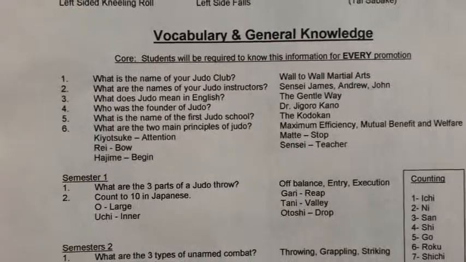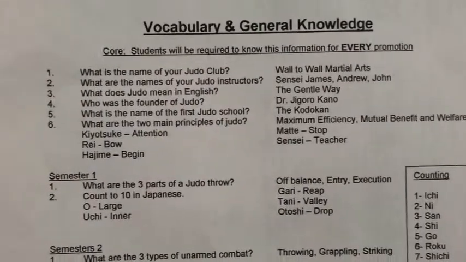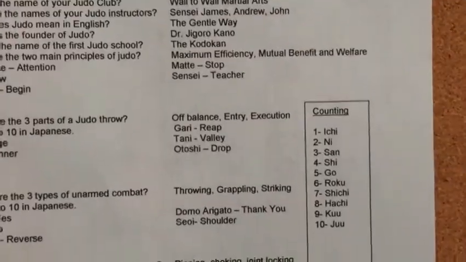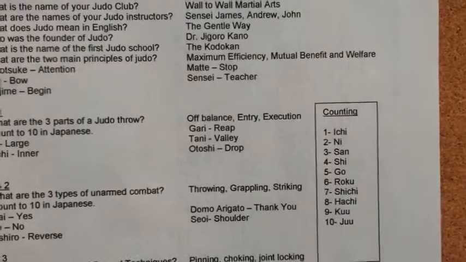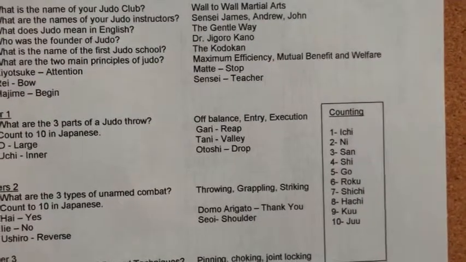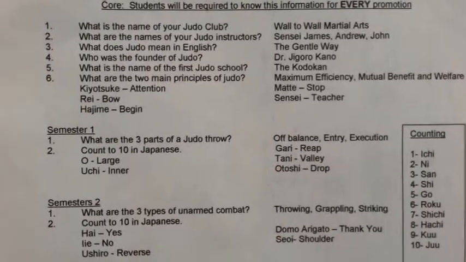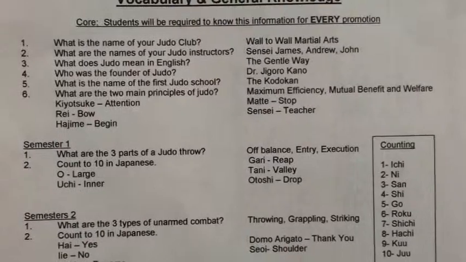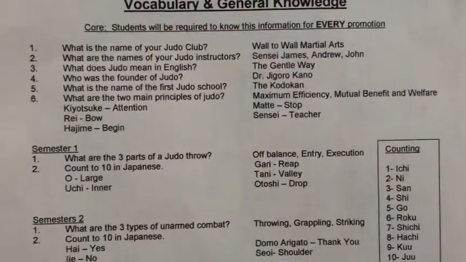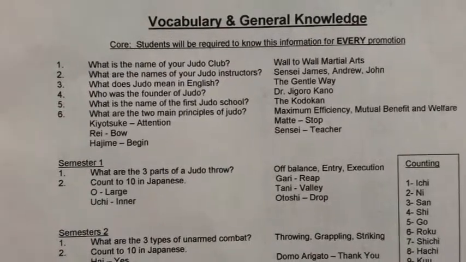What are the three parts of a judo throw? Off balance, entry, and execution. They must be able to count to 10 in Japanese, which is listed right here. Ichi, ni, san, shi, go, roku, shichi, hachi, ku, and ju. O is large. Uchi is inner. Gari is reap. Tani means valley. And otoshi means drop. So those are the main promotion requirements as far as vocabulary and general knowledge.